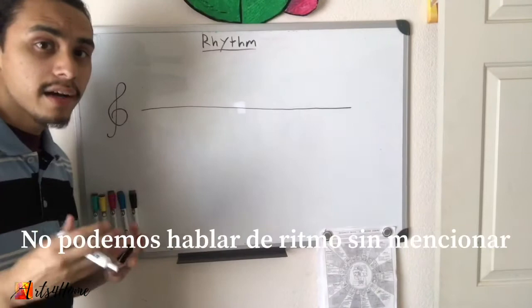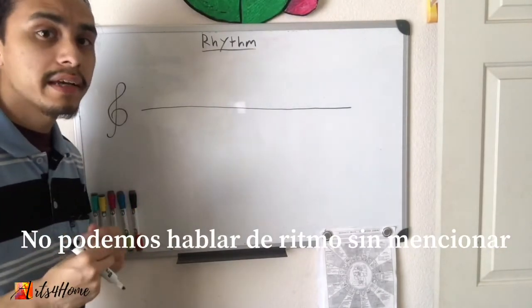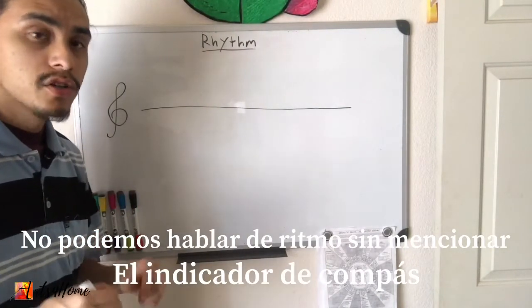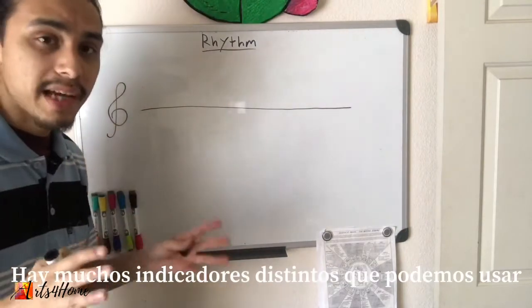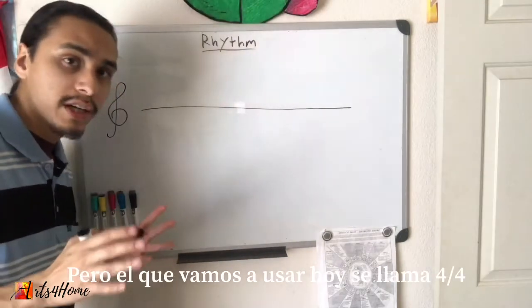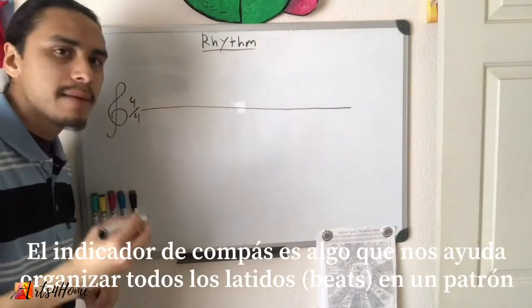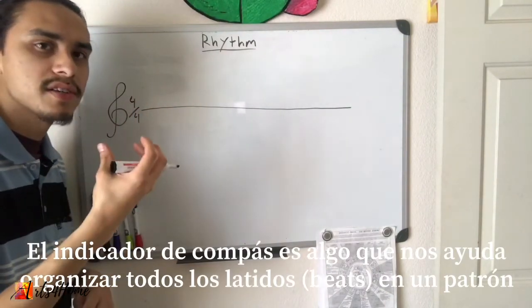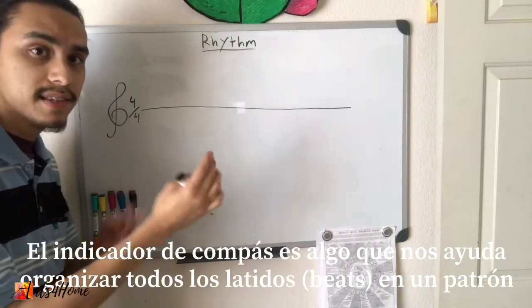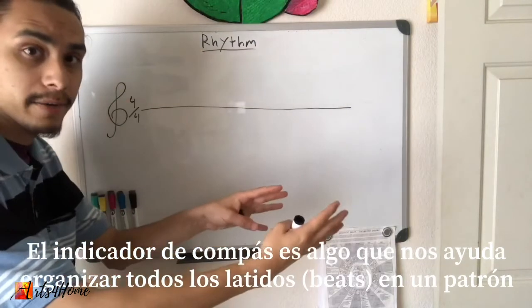Now, we can't talk about rhythm without first talking about time signature. There's lots of different types of time signatures that we could use, but the one that we're going to use today is called 4/4. Time signature is just something that helps us organize all the beats into a pattern, okay?